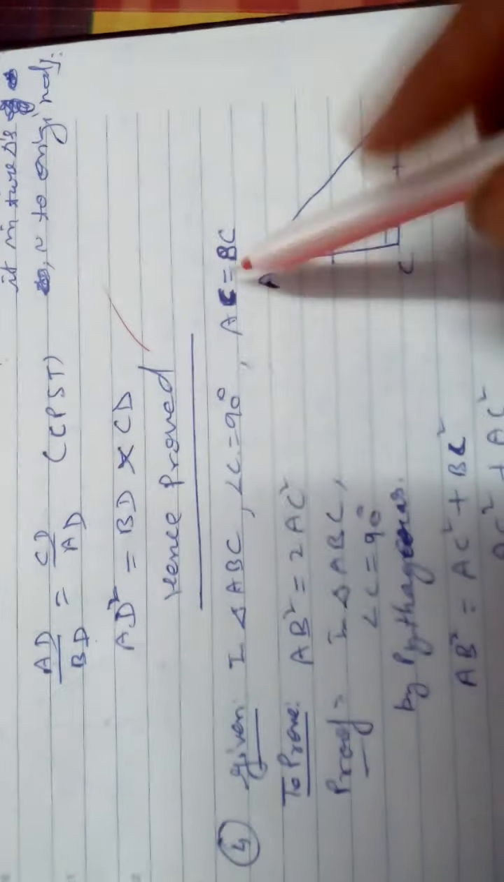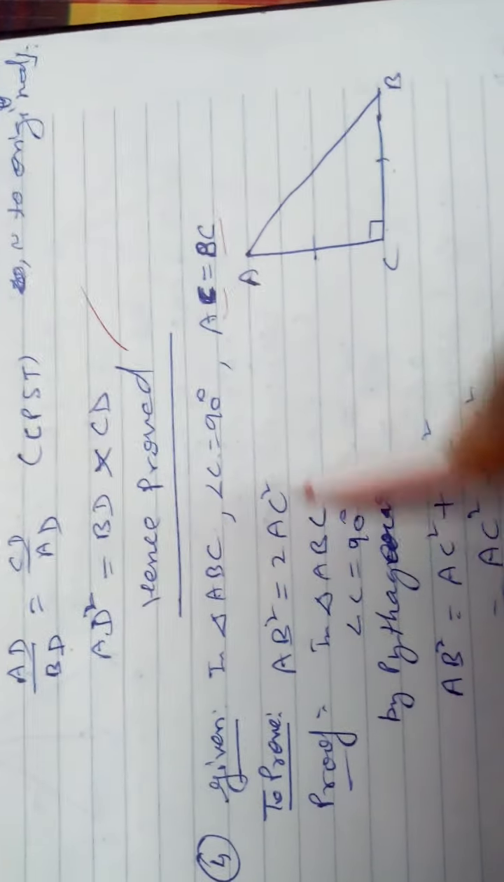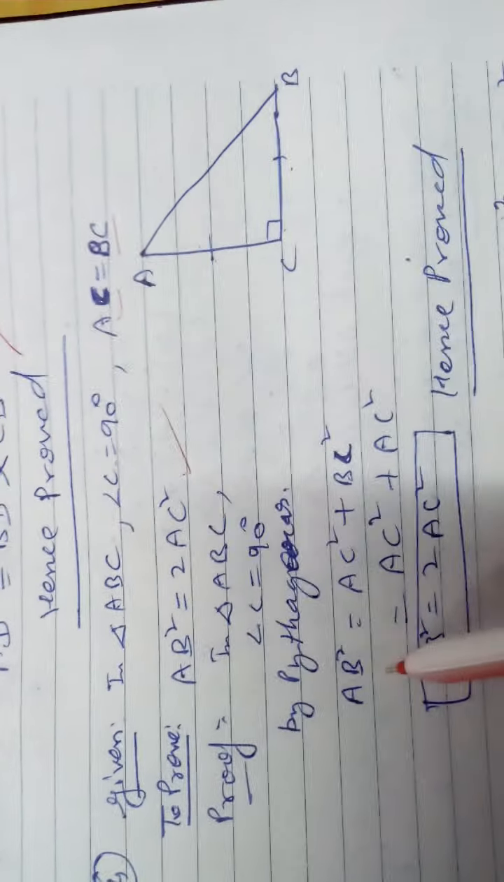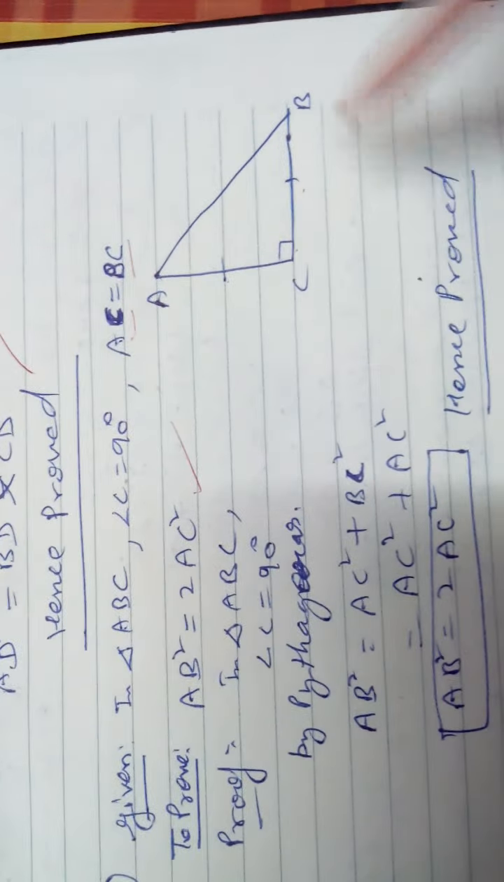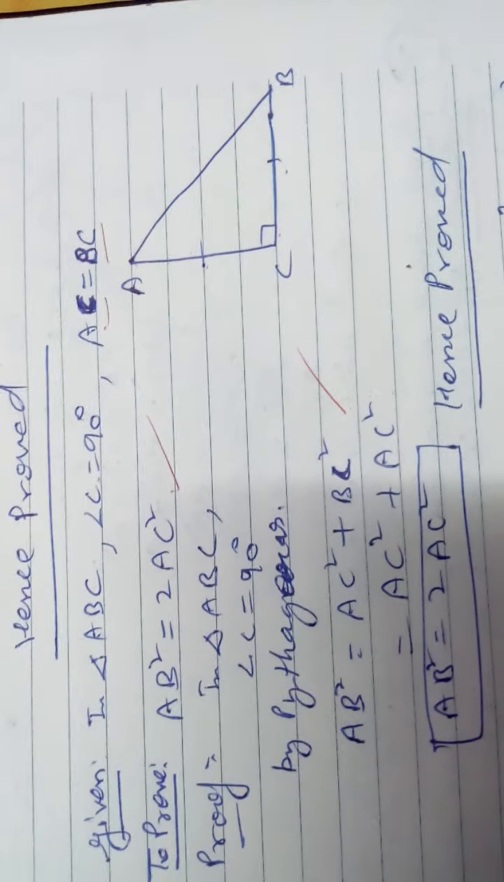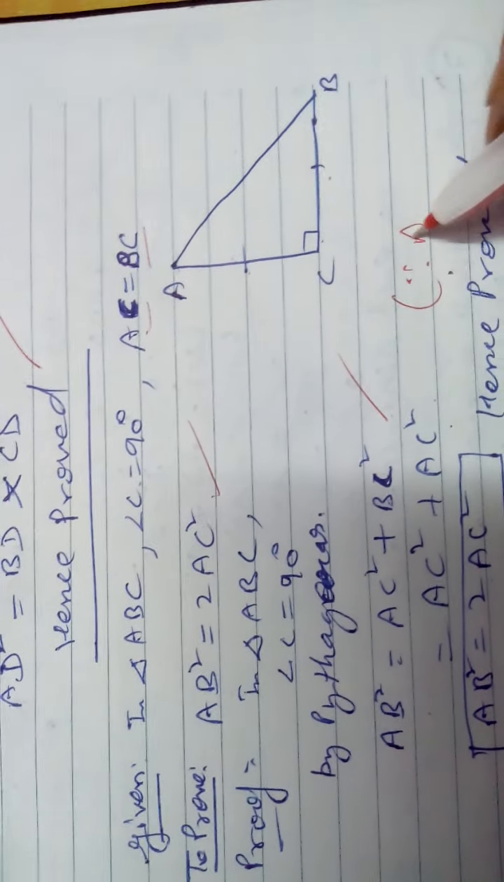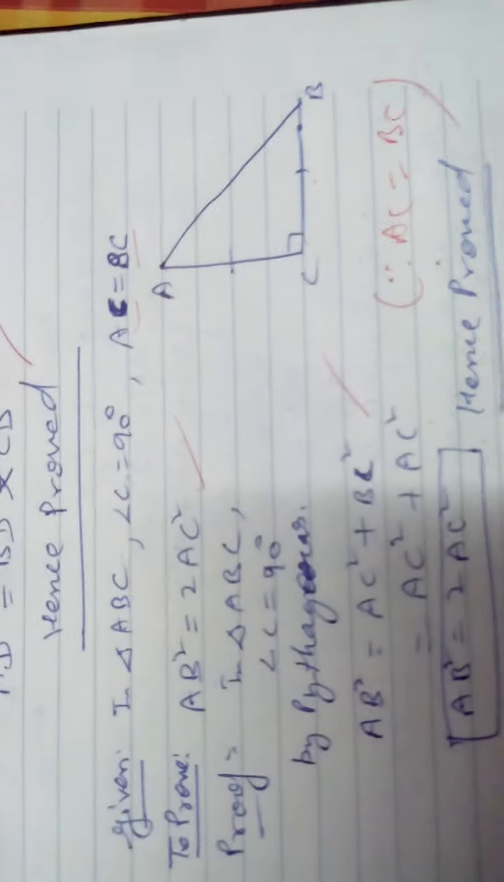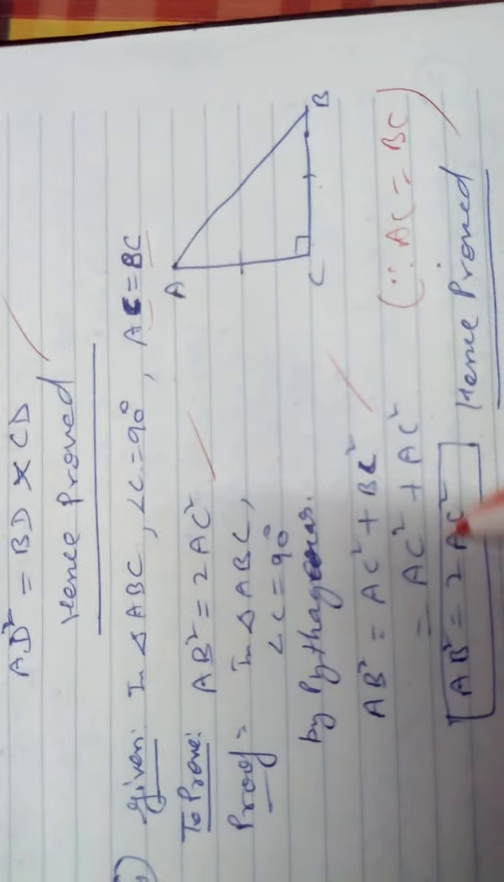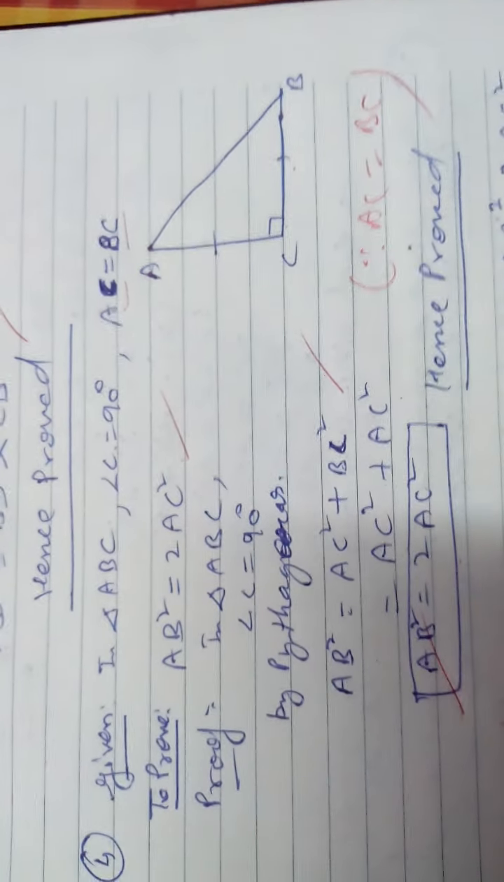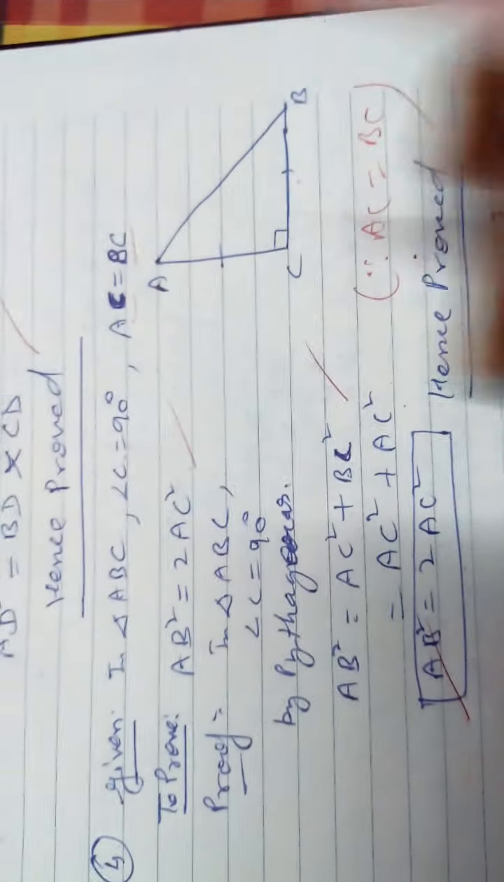So AB square, it is given by Pythagoras: AB square equal to AC square plus BC square. So BC will be replaced by AC. Why? Because AC is equal to BC, given in the question. So AB square equals 2 AC square, hence proved. Just the converse of this question.